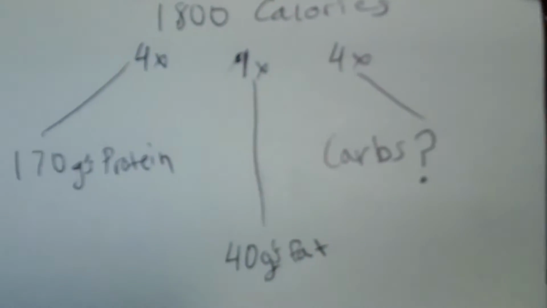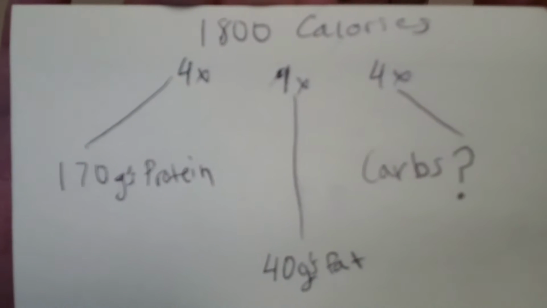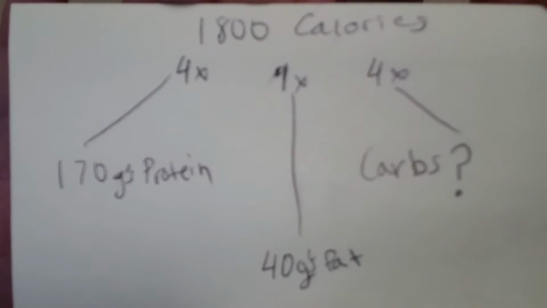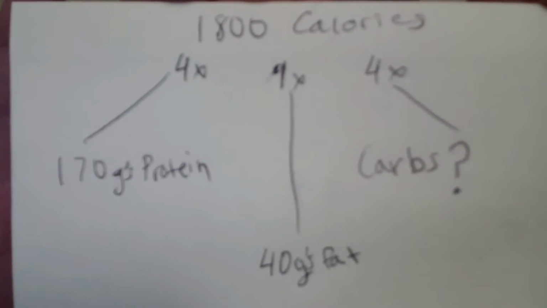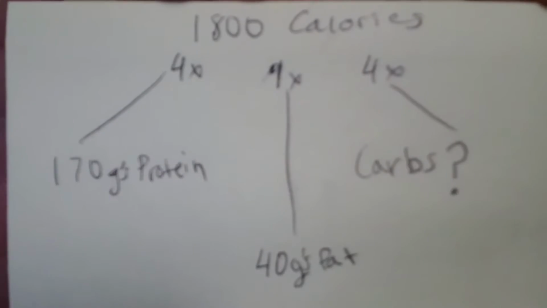Okay, but now we have 2 parts of the equation. What do we have left? It's really easy to figure out your macros. Just figure out how much protein you need, figure out how much fat you're going to need, and that's usually pretty constant, around 40 to 60 grams of fat, and then do the math and figure out your carbs. I drew this out for y'all, so it might be easier to understand. So we've got 170 grams of protein, 40 grams of fat, and how many carbs do we need?